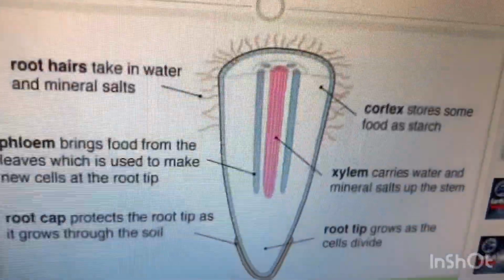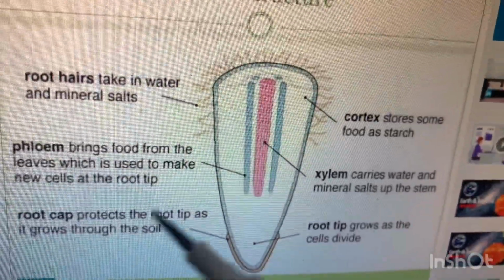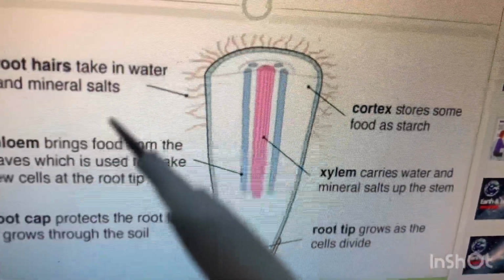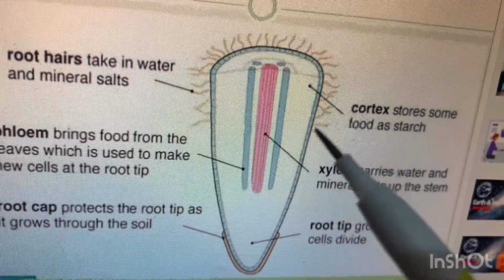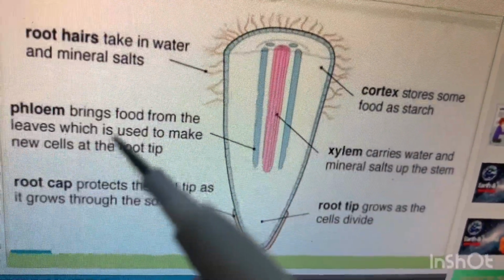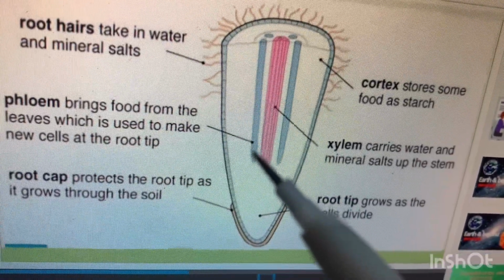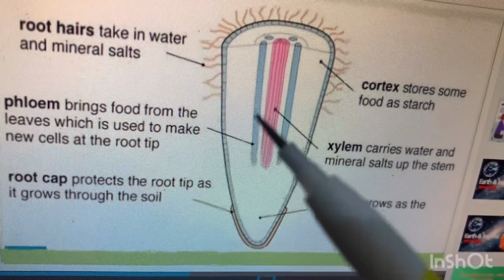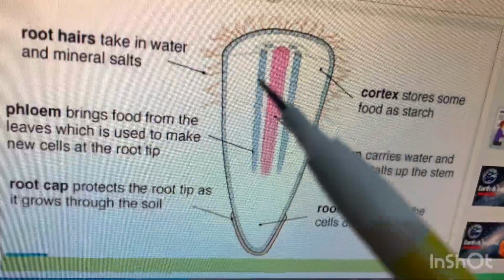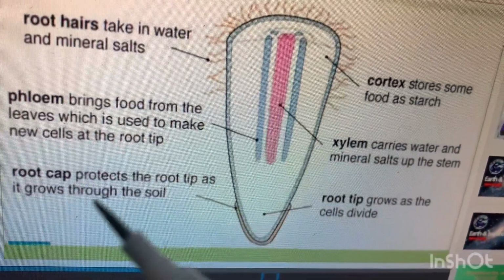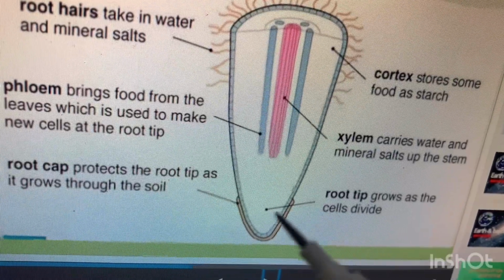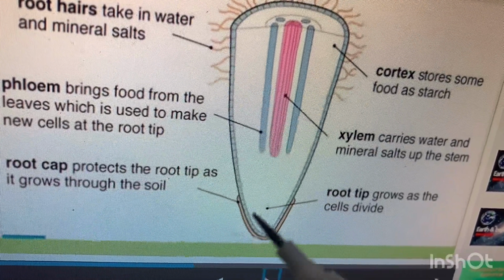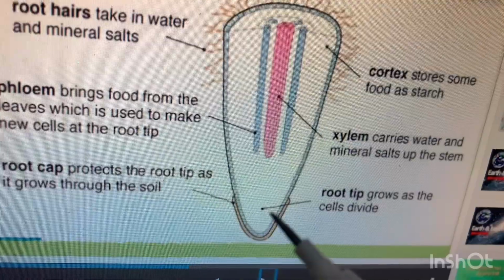If you see the root structure in the diagram, the root hairs take in water and mineral salts. The phloem brings the food from the leaves, which is used to make new cells at the root tip. What's the root cap? It protects the root tip as it grows through the soil.